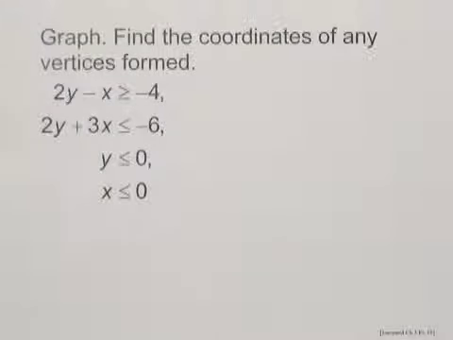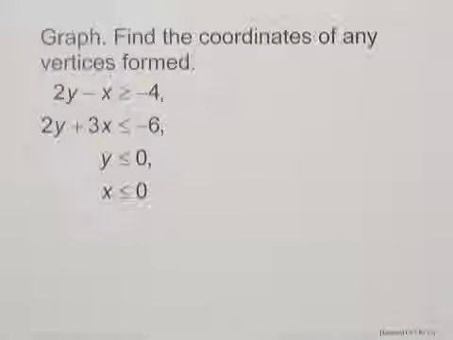Graph and find the coordinates of any vertices formed. We have a system of 4 inequalities. 2y minus x is greater than or equal to negative 4. 2y plus 3x is less than or equal to negative 6. y is less than or equal to 0, and x is less than or equal to 0.